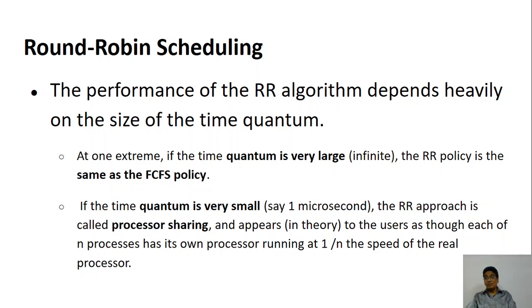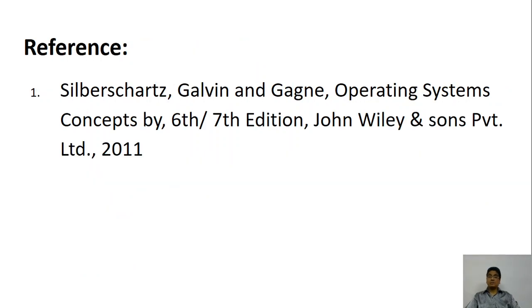What if you give a very short time, 1 second? In that case, the CPU is shared equally between them. This is called processor sharing, because every 1 second, 1 over n, the CPU starts switching. So it is one way of doing it, but it depends on which one you'd like to use.